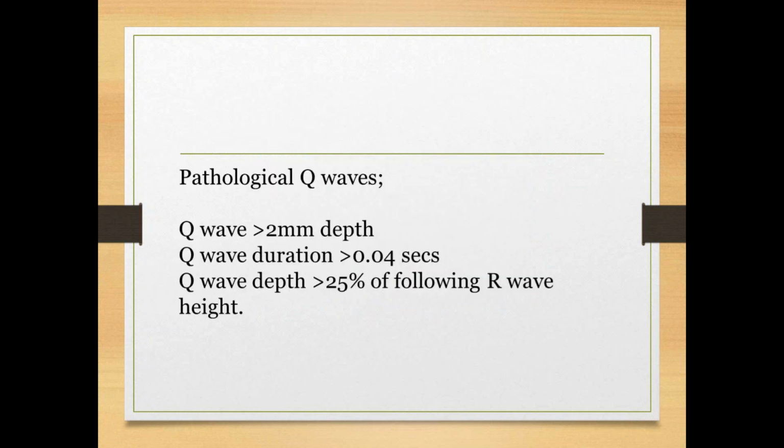To call it a pathological Q wave, the Q wave must be more than 2 millimeters deep, or it should have a duration of more than 0.04 seconds, that is, more than 1 small square. Or the Q wave depth must be more than 25% of the following R wave height. All these are suggestive of pathological Q waves.